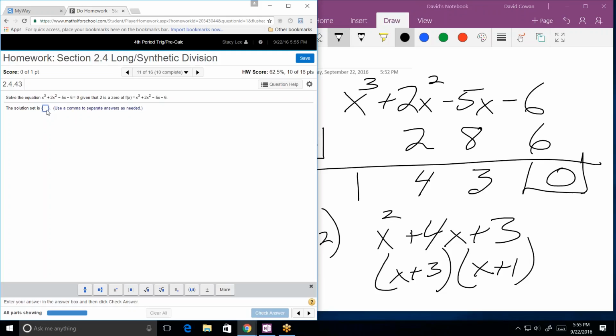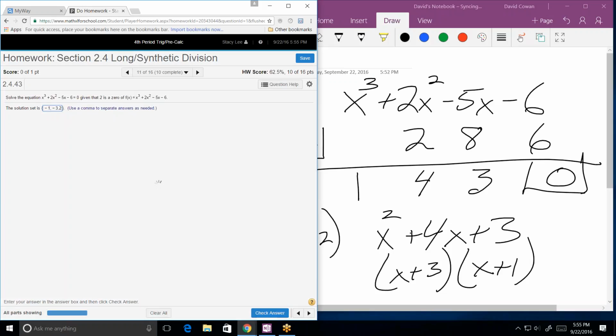I wonder if you have, I don't think you have to put them in order. I did one not in order the other day and it worked fine, but I'll put it in order. -1, comma, -3, comma, 2. Actually, that's not in order, but that should work. Well done.